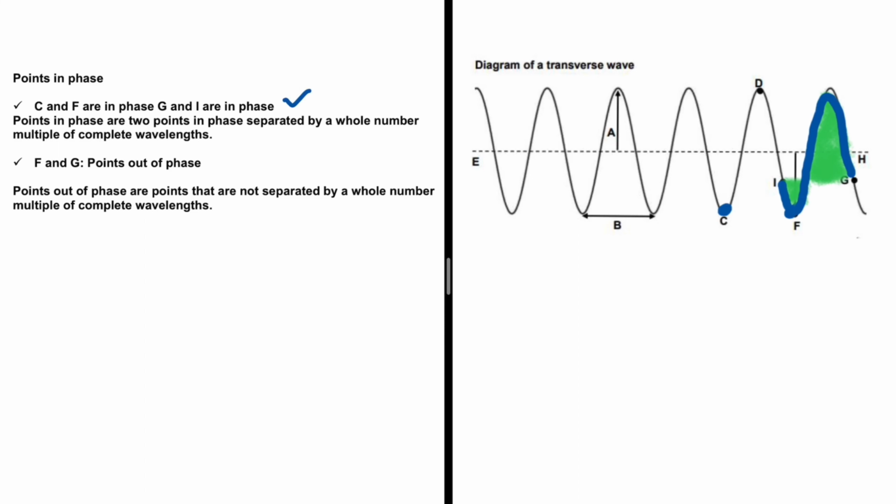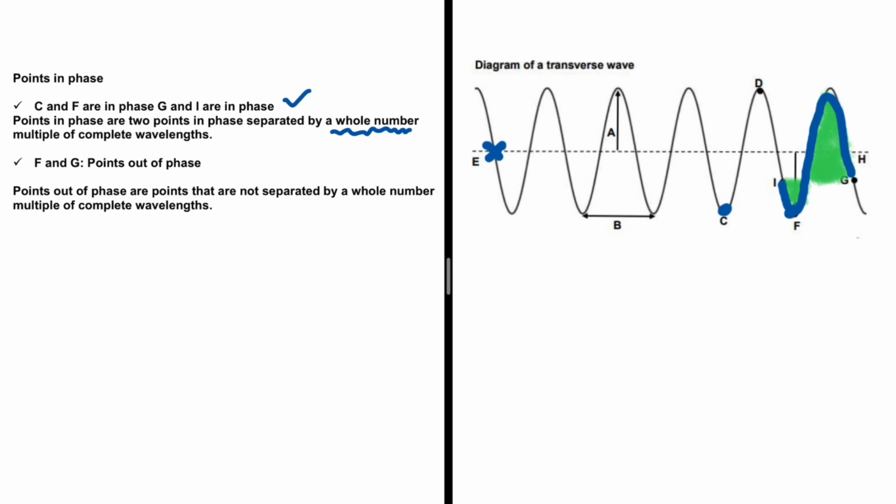But what does the definition say? The definition says that points are in phase if those 2 points are separated by a whole number multiple of complete wavelengths. 2 points are in phase if they are separated by a whole number multiple of complete wavelengths. Let me show you what that means.